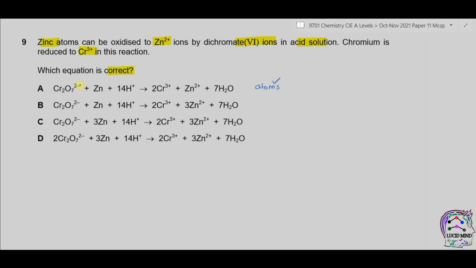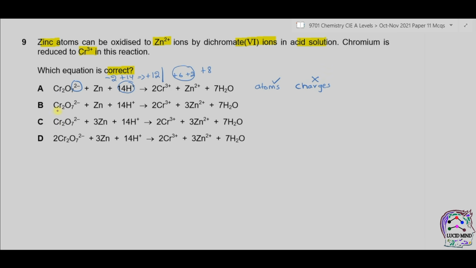Now let's look into the charges. We have -2 charge and 14 H+, so it means +14 charge is also present. So -2 and +14, it becomes +12 on the reactant side. Now let's look into the charges on the product side. We have 2 chromium, which makes +6 charge, and this is +2. So in total we have +8 charge on the product side. So +12 charge is on the reactant side and +8 charge is on the product side, so therefore charges are not balanced.